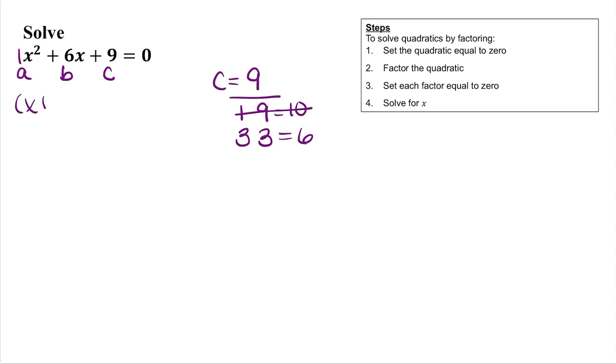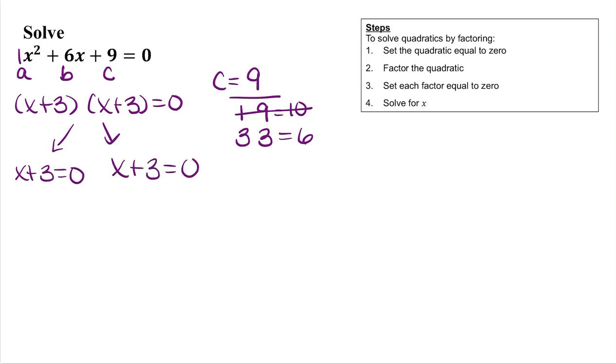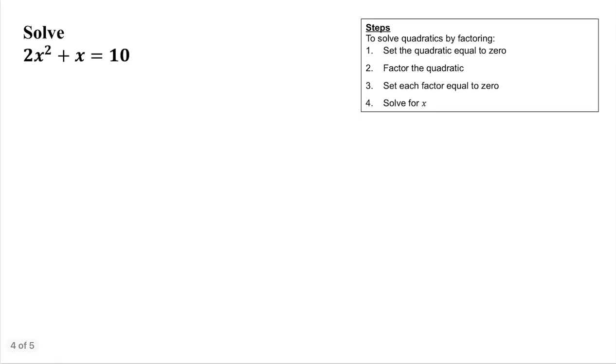So my factored form is going to be x plus 3 times x plus 3, and that is equal to 0. Now I'm going to set each factor equal to 0 and then solve for x. In this case, both of my factors are the same, so I'm just going to get one solution for x. If I subtract 3 from both sides, I get x equals negative 3. And that is the only solution to this quadratic because this is one of those quadratics that has a repeated root.